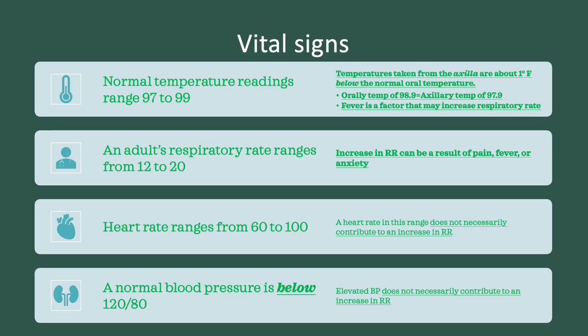So with vital signs, normal temperature readings range from 97 to 99. However, they are going to fluctuate because people are different. I carry a lower temperature. My family naturally carried a lower temperature growing up. So I'm 97.4, 97.5. So when somebody sees that, they think, oh my God, is something wrong? No, nothing's wrong. That's perfectly normal for me.